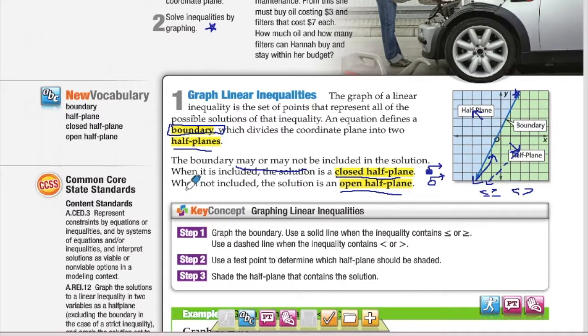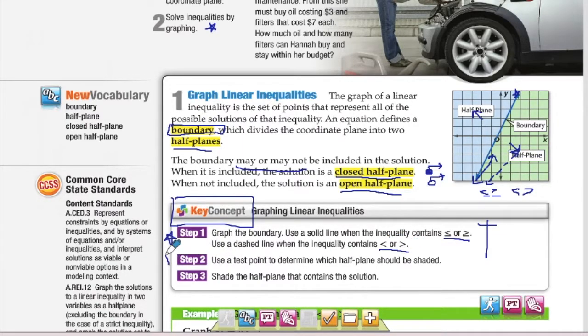Key concept here: when you are graphing linear inequalities, step number 1 is to graph the boundary, just using the strategies we've learned before: making a t-table, using slope-intercept, using point-slope. And when you connect those points, you're going to use a solid line for less than or equal to or greater than or equal to, or a dashed line for less than or greater than.